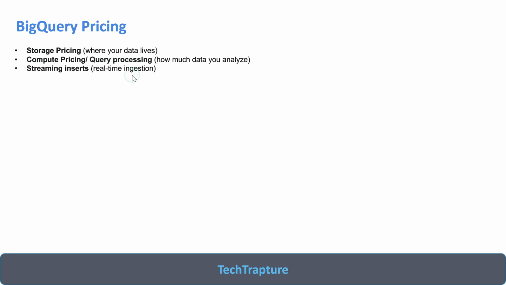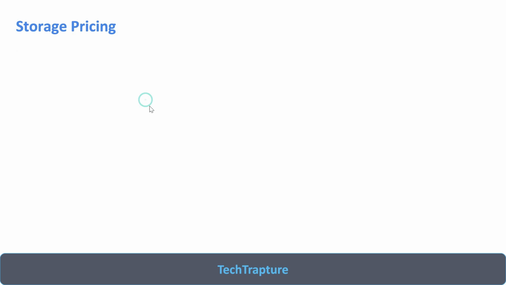Then it also charges for streaming inserts. Then it charges for BI Engine memory, which is one of the features we have for query acceleration. Then it also charges for data transfer and exports. Now we'll talk about the storage pricing. But just before jumping into the storage pricing, let me navigate you to the BigQuery pricing page.